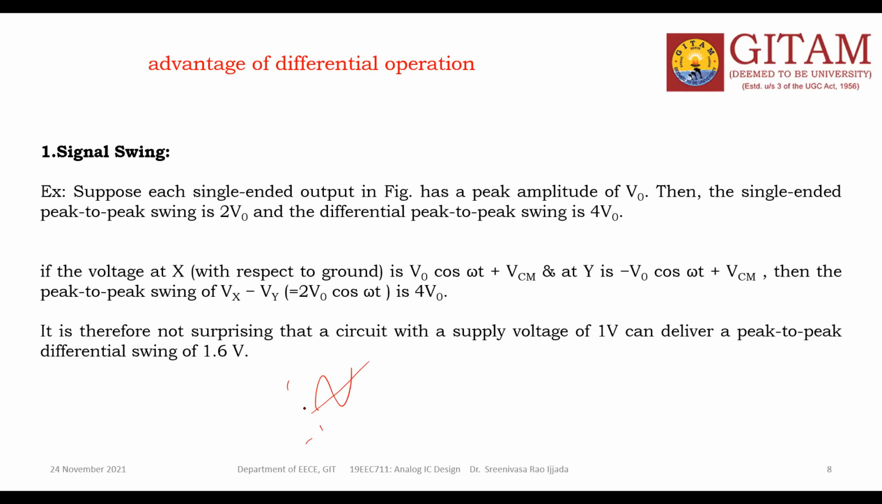So the effective peak to peak value at the output, the swing, is only 2 volts. Suppose it's V0 and minus V0, it becomes 2 V0. Whereas in the case of differential operation, it becomes 4 V0, because two signals are there. For example, as I told you, this is my Vx value and this is my Vy value.